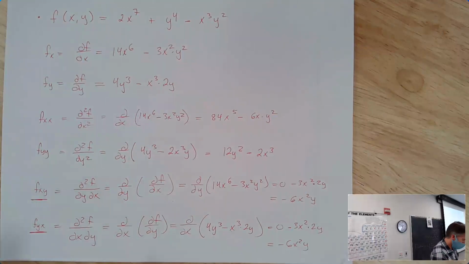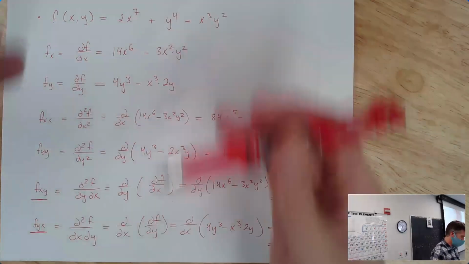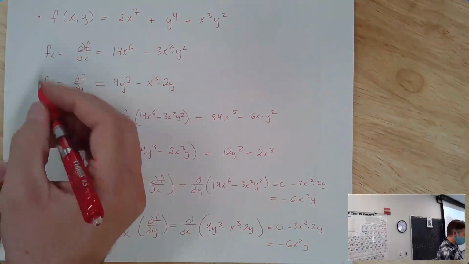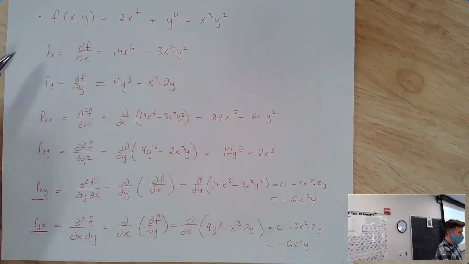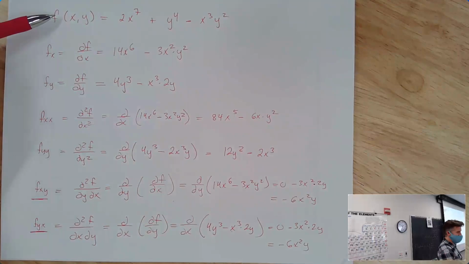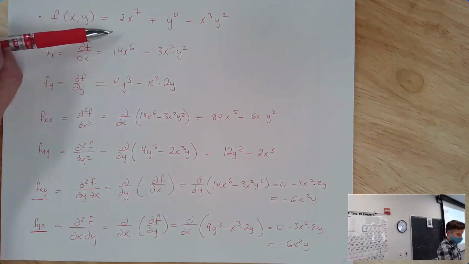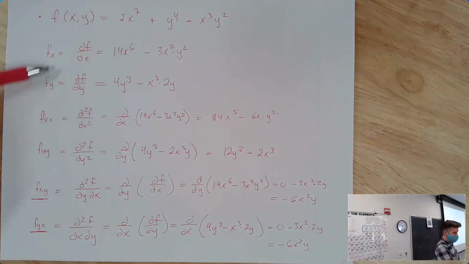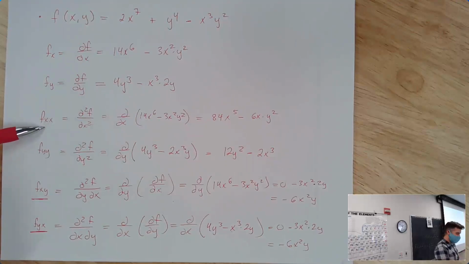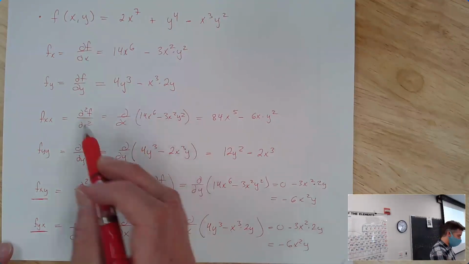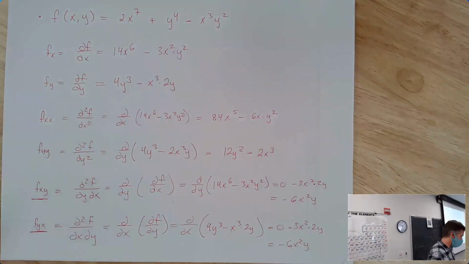So let's go through the whole list. Fx means I'm taking the derivative with respect to x. So I took this function and differentiated with respect to the variable x. Fy, same deal. I took the derivative of this with respect to y. We also write del f del x for fx, del f del y for fy. Fxx means I'm just taking the derivative with respect to x twice.